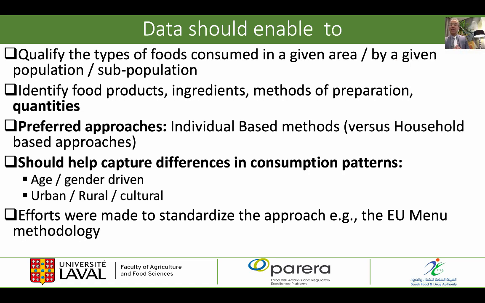The data to be collected should enable us to qualify the type of foods consumed in a given area by a given population or subpopulation. It's important to identify the type of food products, their ingredients, the method of preparation, the quantities. In general, it is very much preferred to adopt individual-based collection methods, so trying to get the information from a sample of individuals, as opposed to relying on household-based approaches. The studies should help us capture differences in consumption patterns, particularly differences in age or gender. Generally, that will help us also identify patterns related to vulnerable populations, such as infants or children, as well as elderly populations. It's also important to highlight any differences that may result from the society, urban versus rural, any type of cultural differences.